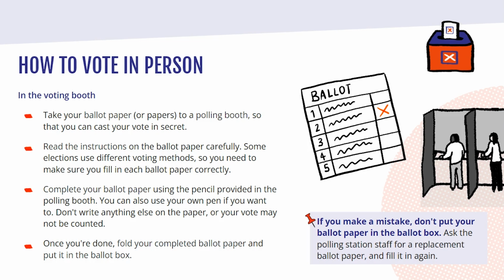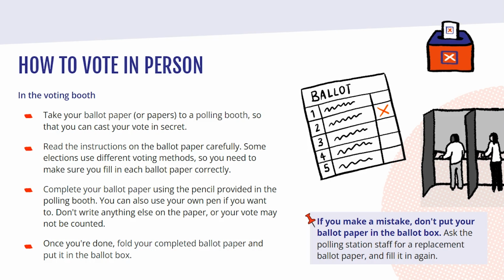On the ballot, you need to put a cross for your chosen candidate. You must only use a cross. Make this clear. Do not use a tick and do not write anything else on the paper, otherwise your vote may not be counted. Once you've drawn your cross by your chosen candidate, fold your completed ballot paper and pop it in the ballot box. Enjoy the thrill of voting.